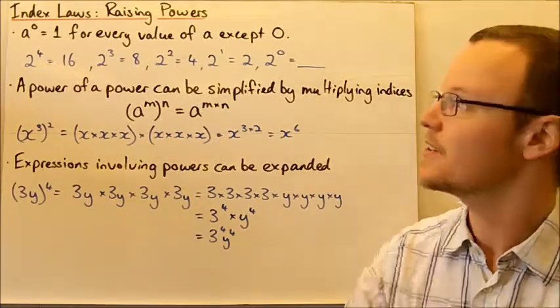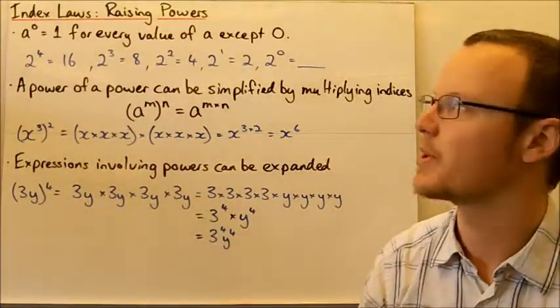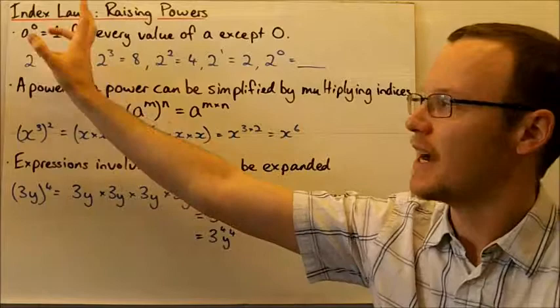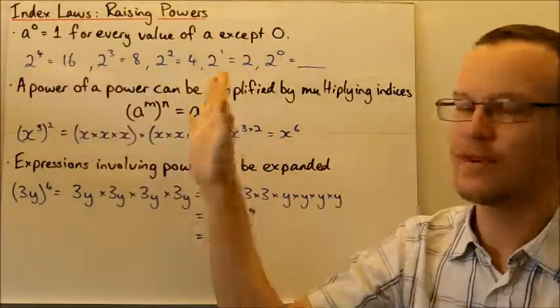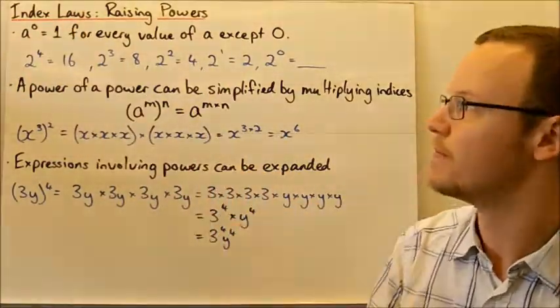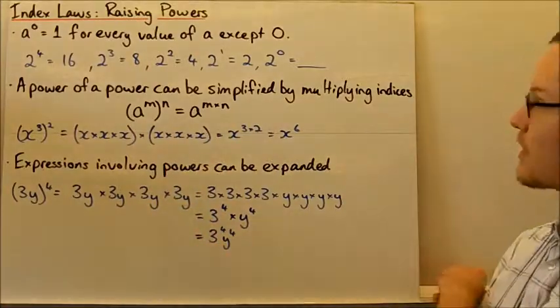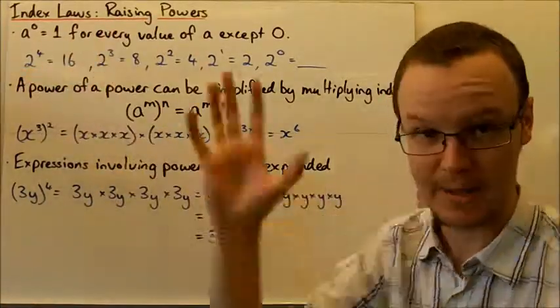Today we're going to look at index laws, raising powers. So a to the power of 0 equals 1 for every value of a except 0. And we can have a look at why that occurs by having a look at a pattern.